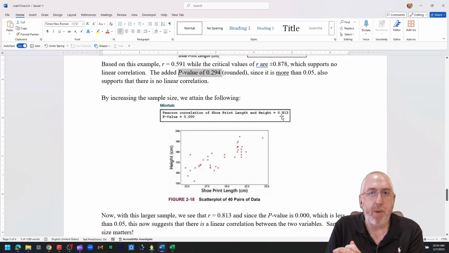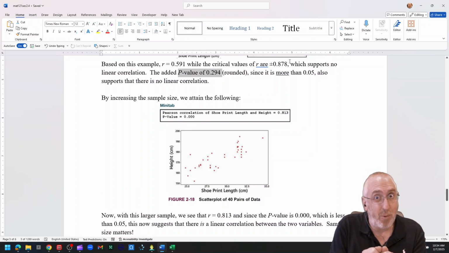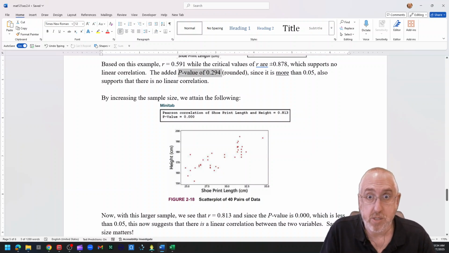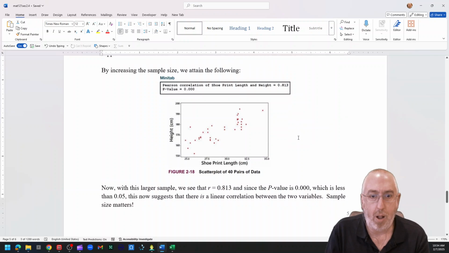Again, it's close to +1, but is it super close? Not according to the critical values, but remember, the critical values are dependent upon the number of data points. This has a lot of data points, and we don't have those critical values. But look at the p-value. The p-value is equal to 0.000, which is really, really small.